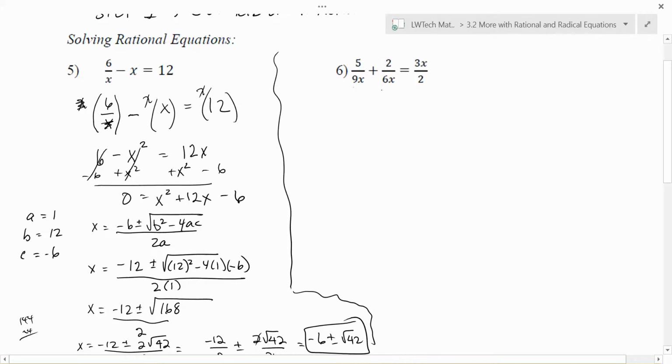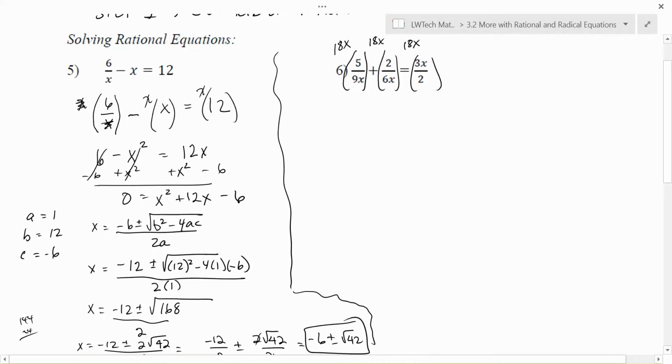In this problem, I have a 9, a 6, and a 2. So if I want to multiply by something that's going to get rid of all of these fractional denominators, I need something that will go into all of those values. Let's see. 9 doesn't work. 18. Looks like 18 should work. That looks good. So let's go ahead, and what we're going to need to do is multiply each term by 18. We're also going to need to multiply each term by x, because there was an x in the denominator here. So multiplying each of these terms by 18x is going to help us to get rid of the fractions completely so that we can have one equation where everything is on the main level.